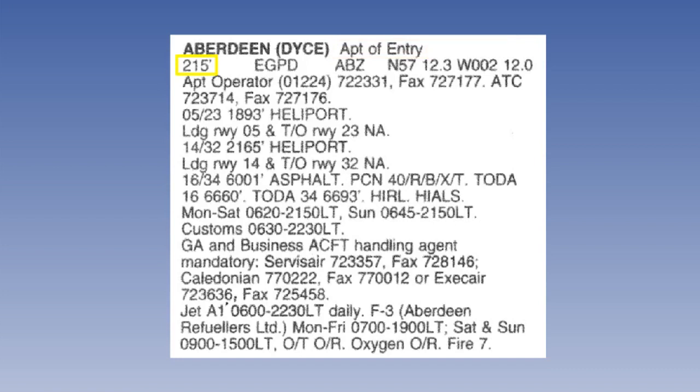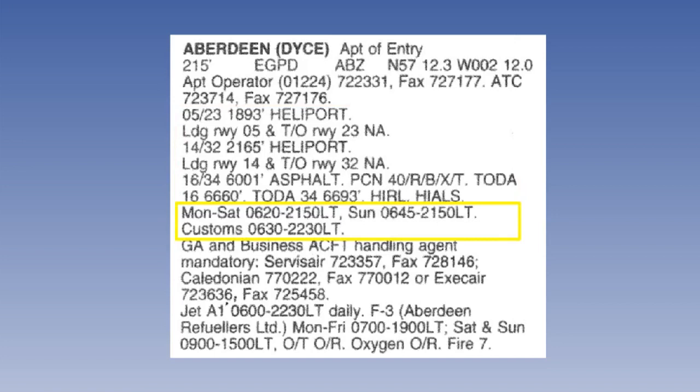The airfield elevation is 215 feet. The ICAO designator is Echo Golf Papa Delta. The IATA designator is Alpha Bravo Zulu, followed by the geographical coordinates of the airfield datum. The following two lines give the telephone and fax numbers of the airport operator and air traffic control. This is followed by the information concerning each runway, including runway length, type of surface, runway bearing strength and lighting.